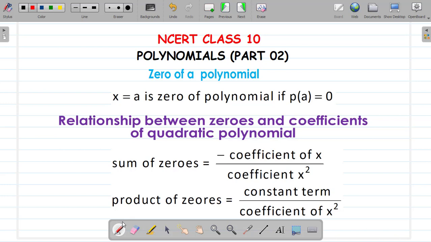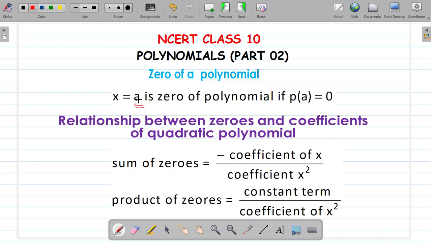What we have seen in the first lecture is the zero of a polynomial. What is the zero of a polynomial? A real number x equal to a is a zero of a polynomial if p of a is equal to 0. That means if in a polynomial we substitute the value of variable x as a, and if our polynomial becomes 0, then x equal to a is called a zero of the polynomial.